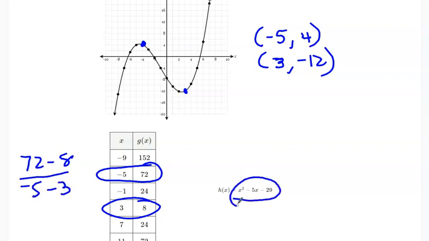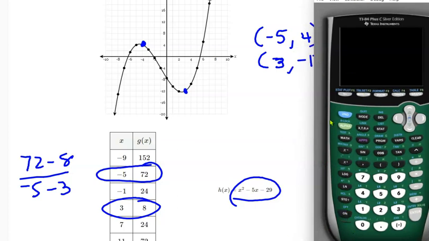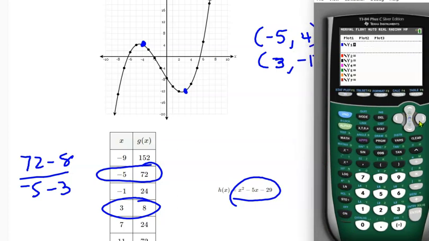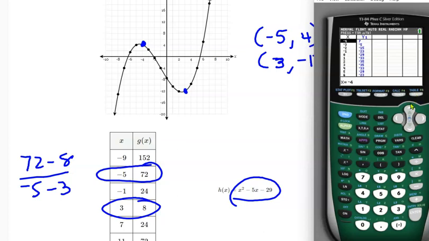And over here, I have an equation, so I'll need my calculator. X squared minus 5x minus 29. So let's take a look here. X squared minus 5x minus 29. I'm going to look at the table, second graph, and again I need -5, which is going to be -5, 21, and +3, which is -35.